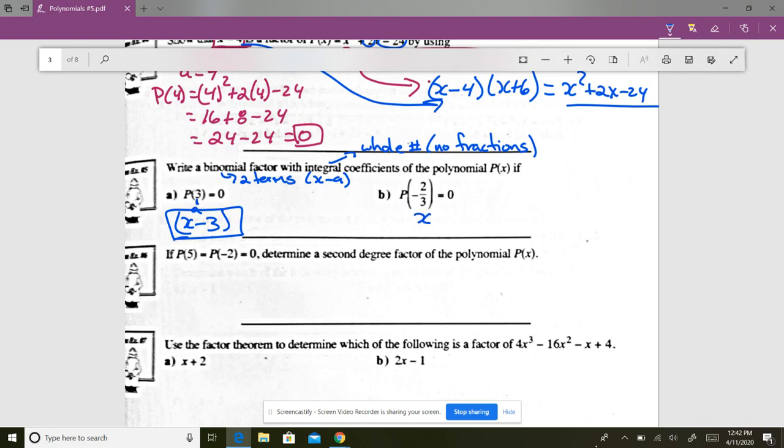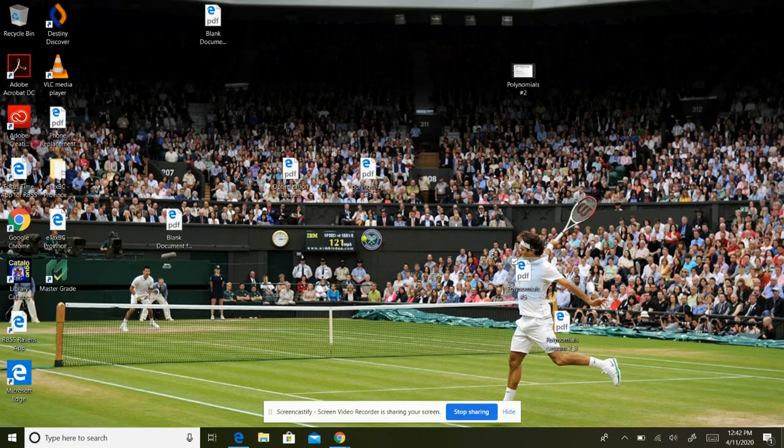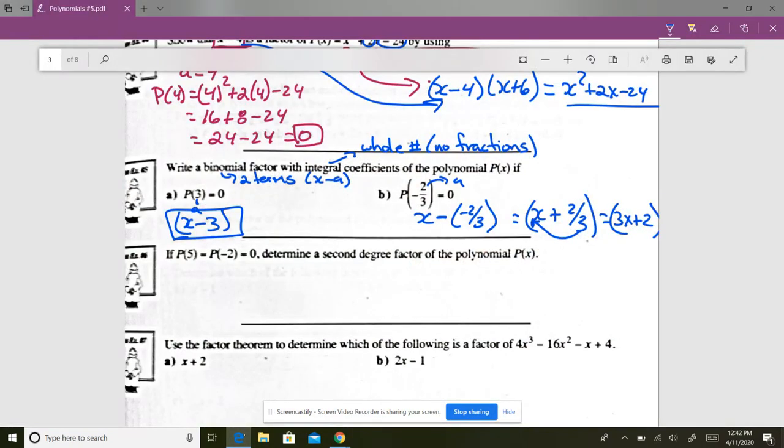This one, it's x minus, remember this is our a value, minus negative 2 over 3. Those negatives become positive. So you get this, but they want whole numbers, no fractions. So all you do is that 3 will go over there. You get 3x plus 2. That's it. Because this still gives an a value of negative 2/3.